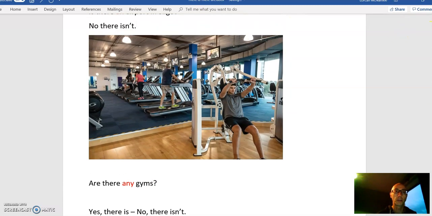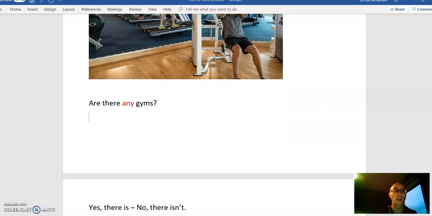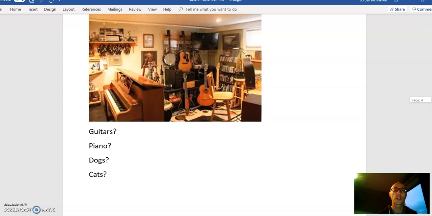Are there any gyms? So in Sligo there are 2 or 3 gyms, maybe 4 or 5. I'm not sure. So are there any gyms? Yes, there are. So the answers are, we have 4 possible answers. Yes, there is. No, there isn't. Yes, there are. No, there aren't. So let's practice questions and answers.